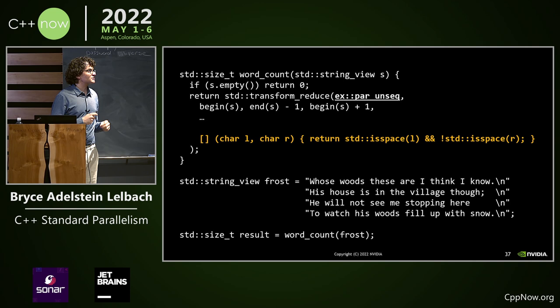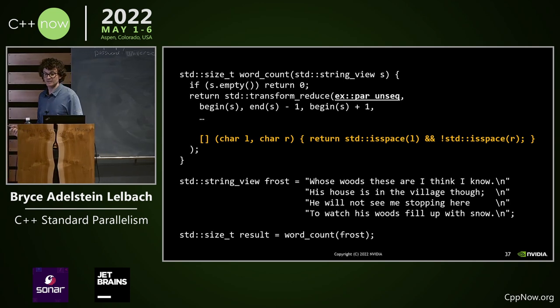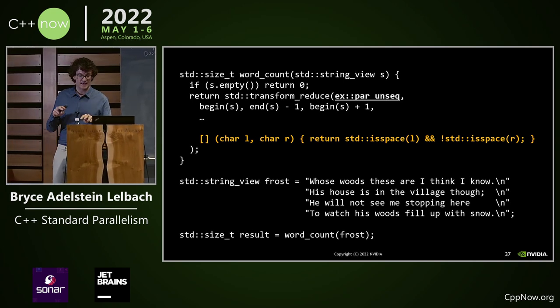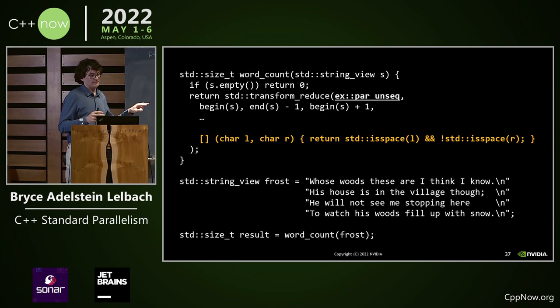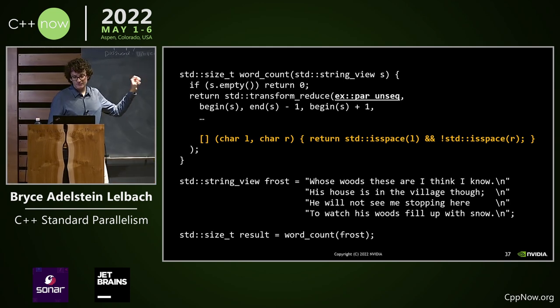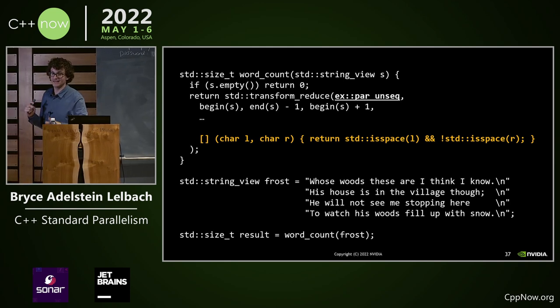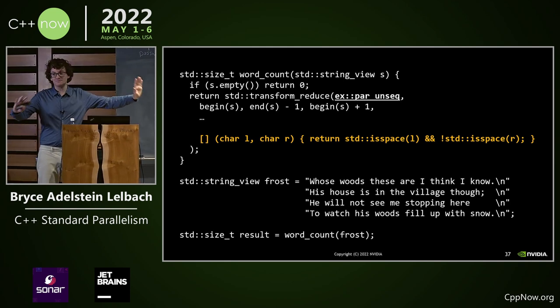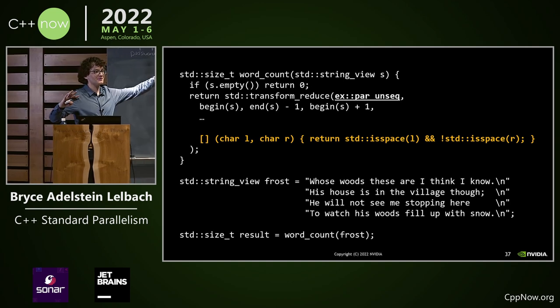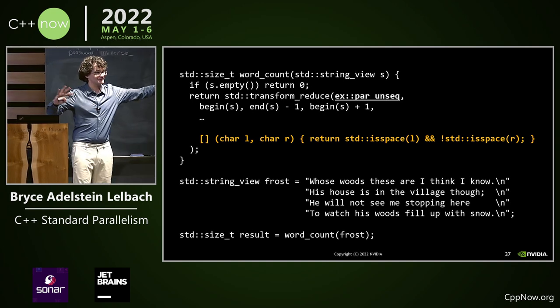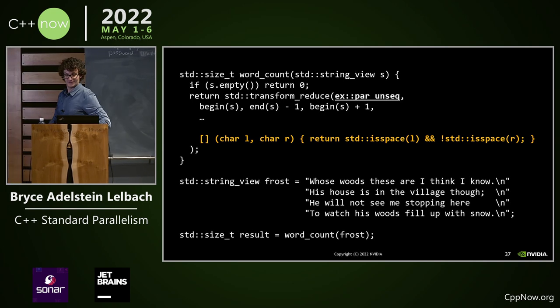So our transformation function's job is to tell us whether the two adjacent characters that it's looking at are the beginning of a word. So if the left character is white space and the right character is not white space, then the right character is the beginning of a word. And yes, I know Unicode folks in the audience, I know that this is not Unicode friendly. We're just going to suspend disbelief for the moment.